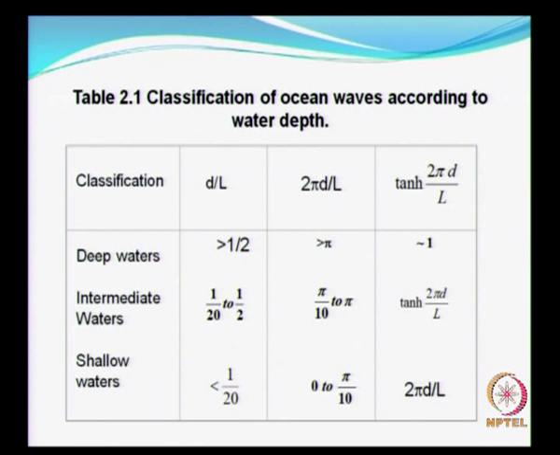In the case of intermediate waters, d by L will range between 1 by 20 and half, and the corresponding variation for kd and tan h kd are shown here. So tan h kd will remain as tan h kd in intermediate water depths, which will reduce to kd in the case of shallow waters. When we say shallow waters, d by L should be less than 1 by 20 or 0.05. So the speed of the wave will vary according to the variation of the parameter tan hyperbolic kd under different water depth conditions.